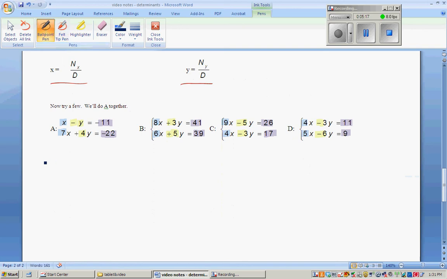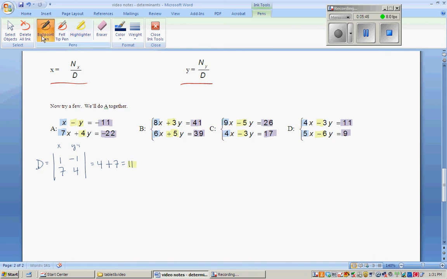I'm going to set up my D matrix, my denominator matrix, and that's just the x's and the y's, okay? That's all it is. So it's 1 and 7 and -1 and 4. Don't forget to bring the signs along with it. So we're going to go down this column this way. 1 times 4 is 4 minus -7. So we get 11 for that matrix.